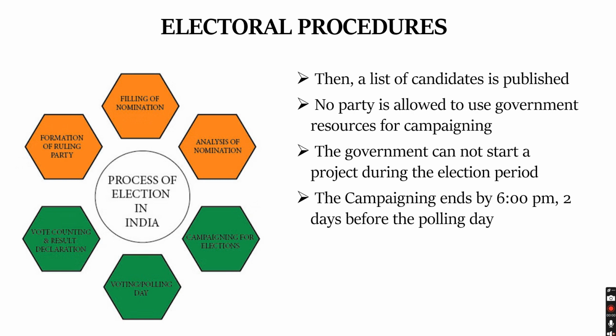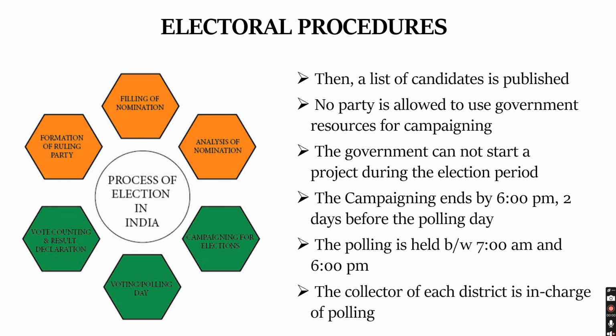Then comes the voting day. Now the polling is held between 7 a.m. and 6 p.m. on the voting day. The collector of each district is in charge of polling. The district collector, or DC, is in charge of all the voting process. Government employees are employed as poll officers at the polling stations.